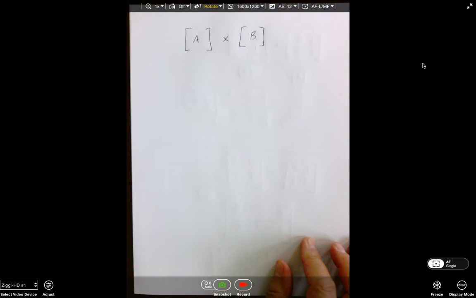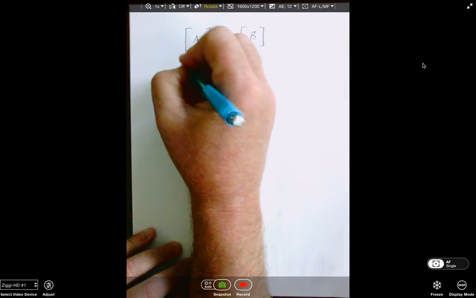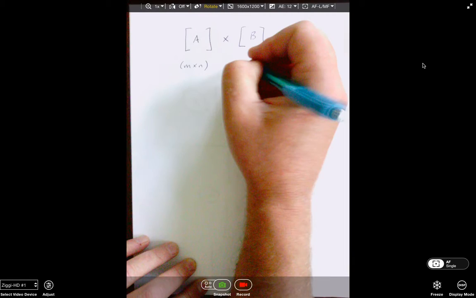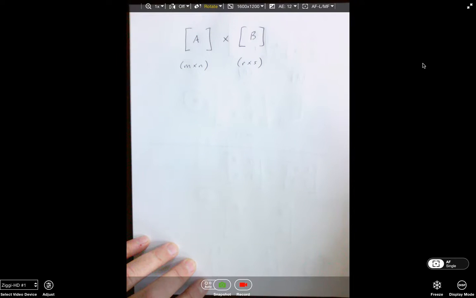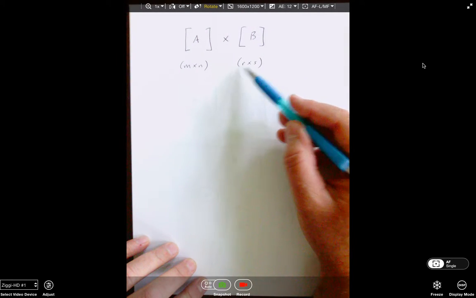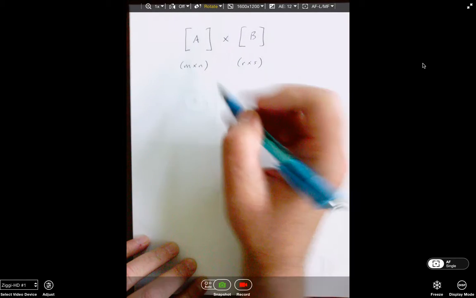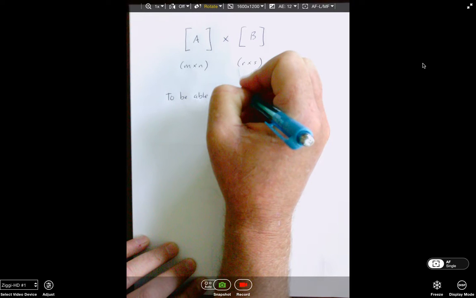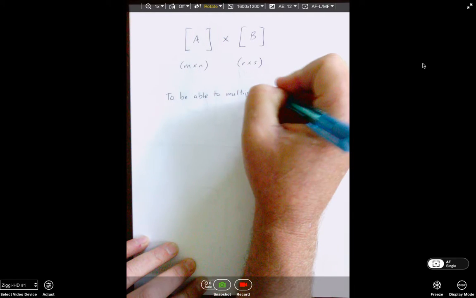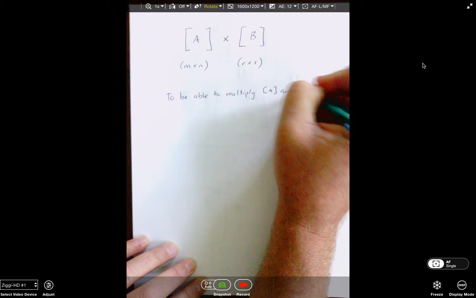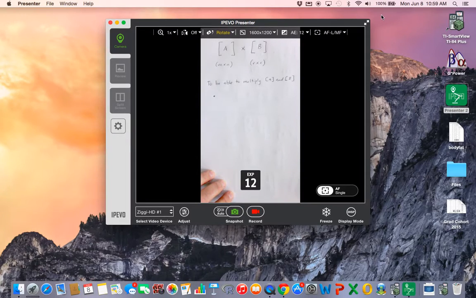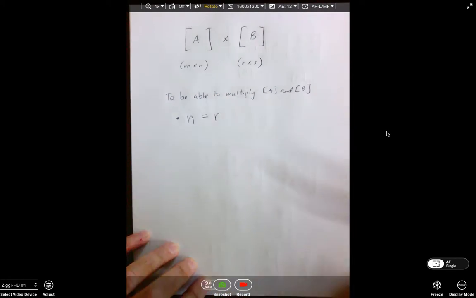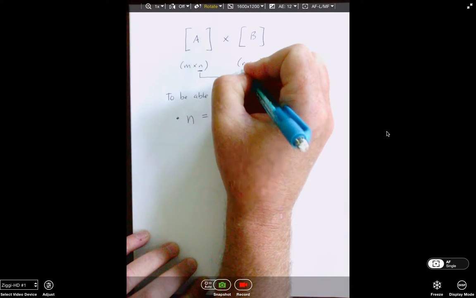If we're going to multiply a matrix A and B, let's say that matrix A is an M by N matrix, so it has M rows and N columns. And let's say that B is an R by S matrix. It has R rows and S columns. To be able to multiply, a couple things have to happen. First of all, N has to be equal to R. These two numbers right here have to be the same.